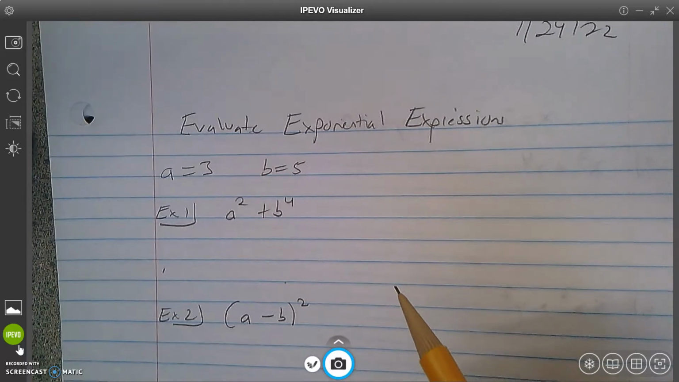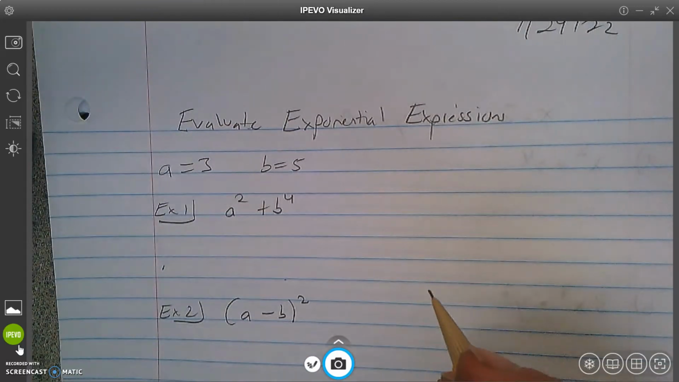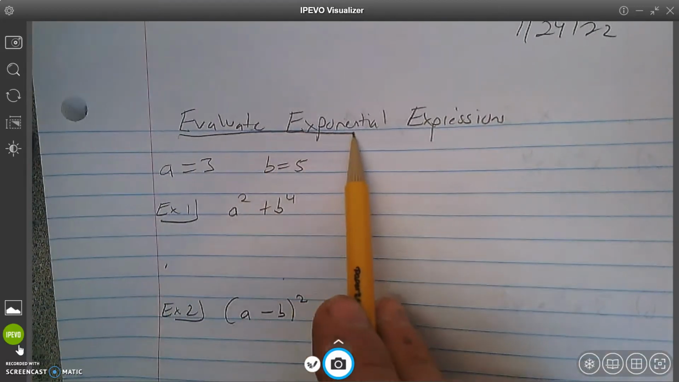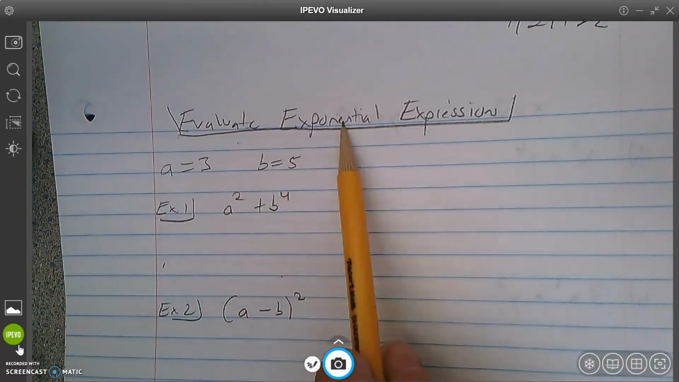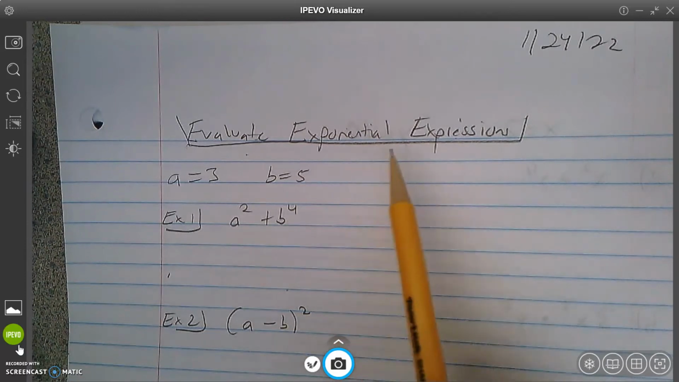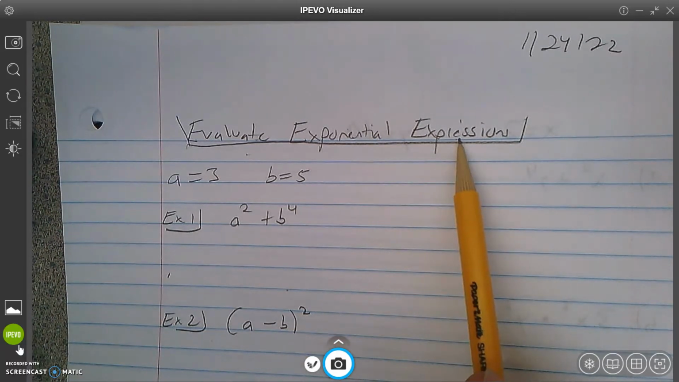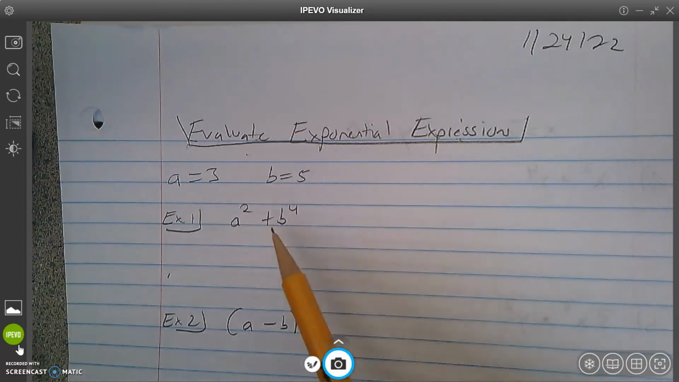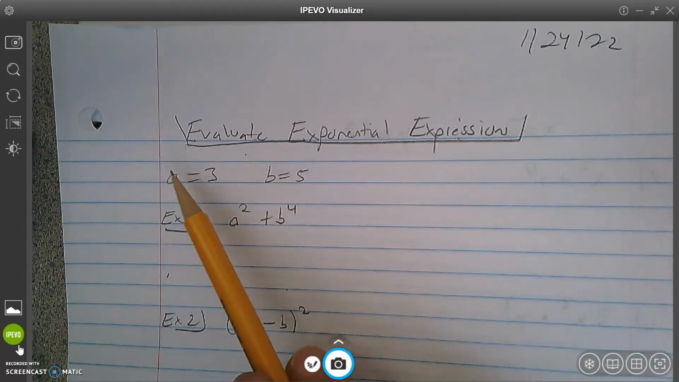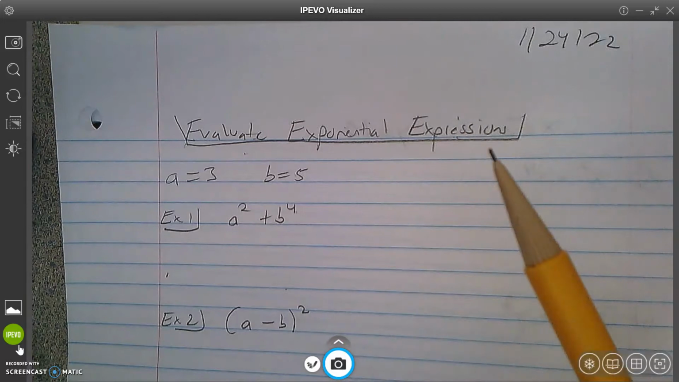Today we are going to evaluate exponential expressions. Write that down at the top. Expressions do not have an equal sign, so I'm not solving anything per se. I'm just simplifying or evaluating them by plugging in.